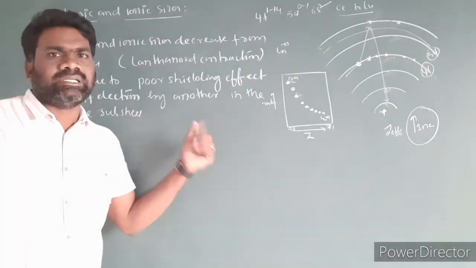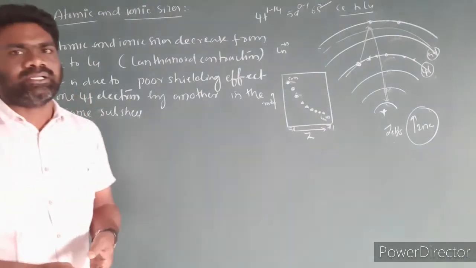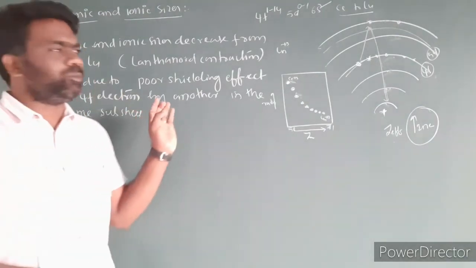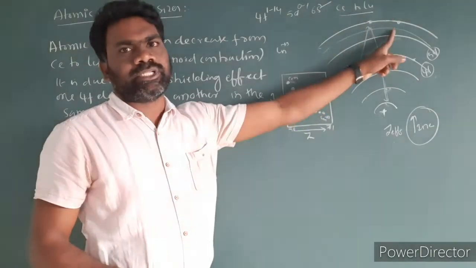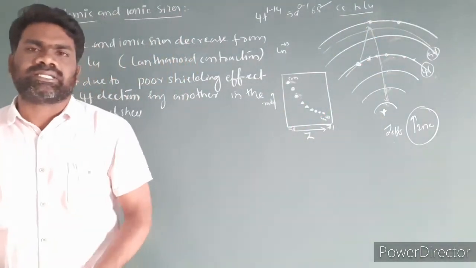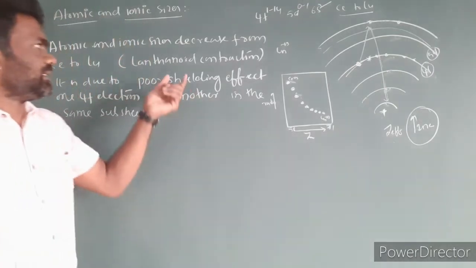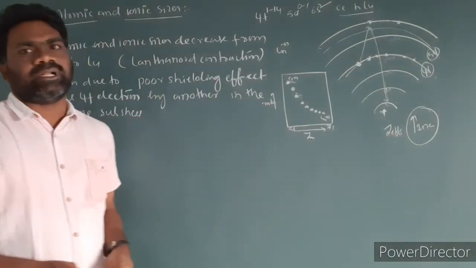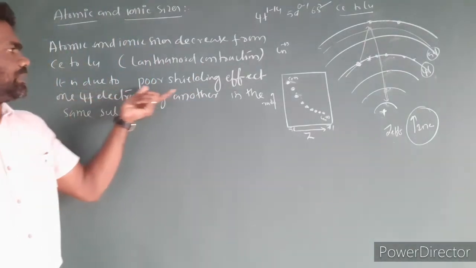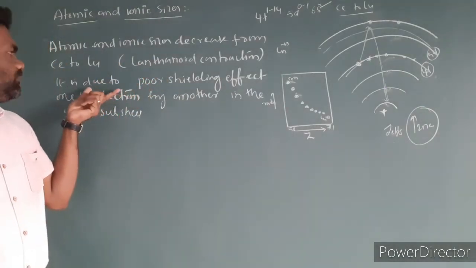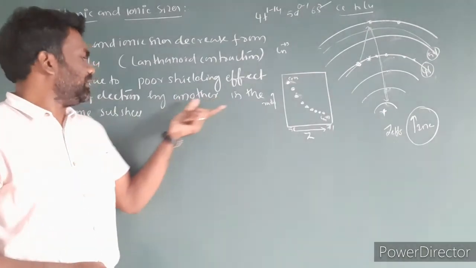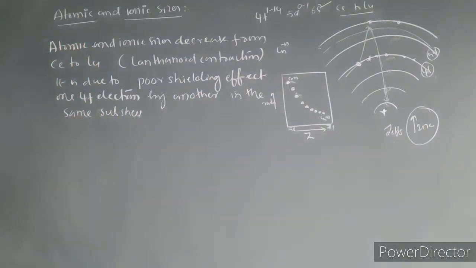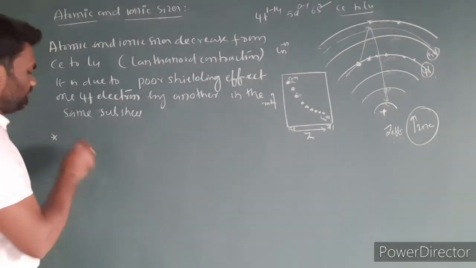So this is the atomic size. The general statement is that while moving from cerium to lutetium, atomic sizes and ionic sizes decrease due to lanthanide contraction, because of poor shielding of one 4f electron by another in the same subshell. Next, let us discuss the consequences of lanthanide contraction.